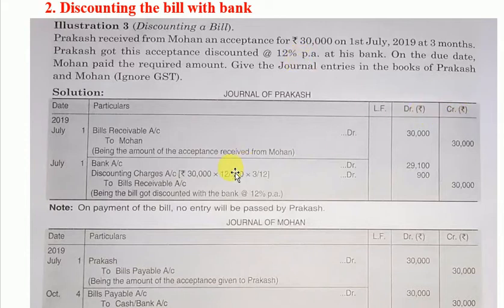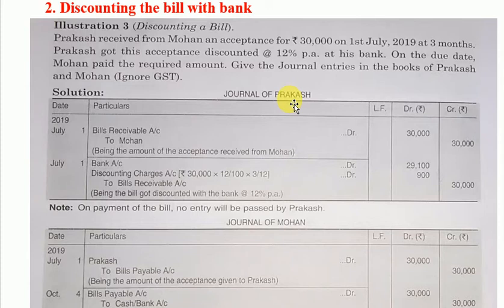So here is the entry. Entry on July 1 for discounting of bill goes: Bank account debit, Discounting Charges account debit, to Bills Receivable account. See, they have done this calculation here, but you should not do it here. You should do it in working notes. So the discounting charges deducted by the bank come to 900. The amount of the bill should be credited with 30,000, and 30,000 minus 900, that is 29,100, is the amount received by the drawer, that is Prakash.